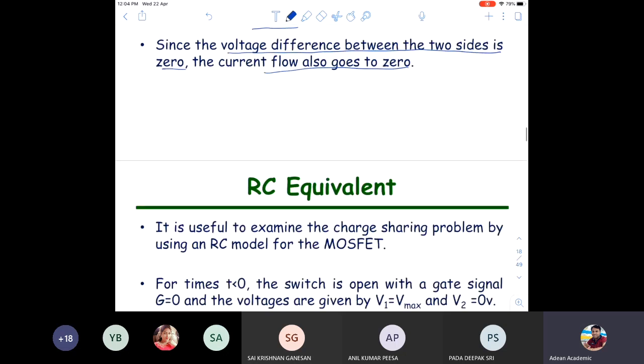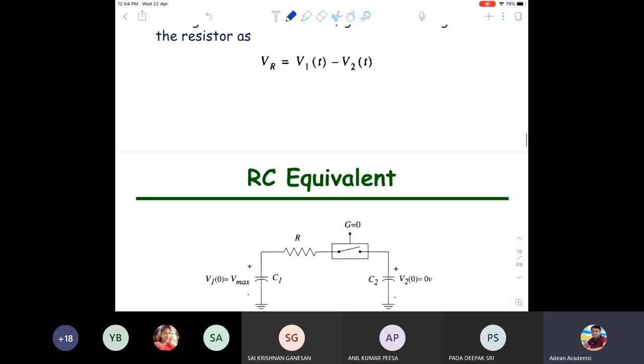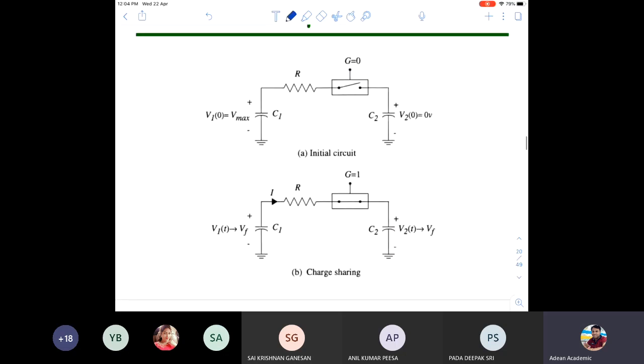Next, for the same circuit, we can do the RC equivalent. The RC equivalent is nothing but the circuit where the pass transistor is replaced by its internal resistance and a switch. The pass transistor sits right in between C1 and C2, and it is replaced by its equivalent, the on-resistance of the transistor. When it is on, it is like a closed switch. Initially it was off, then it will become on here, when G is equal to 1.